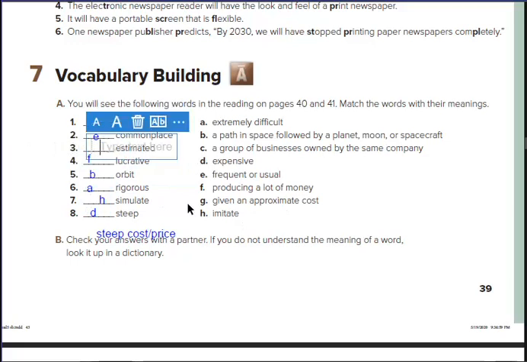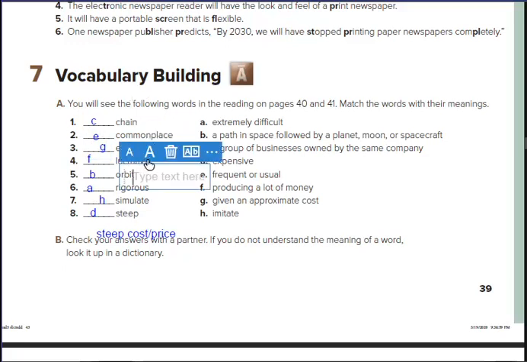So estimated is G. So we have here chain, commonplace, estimated, lucrative, orbit, rigorous, simulate, steep. Okay, so these are the words with their meanings.